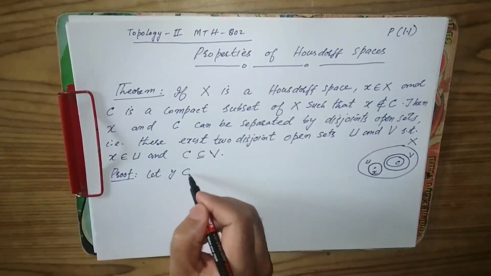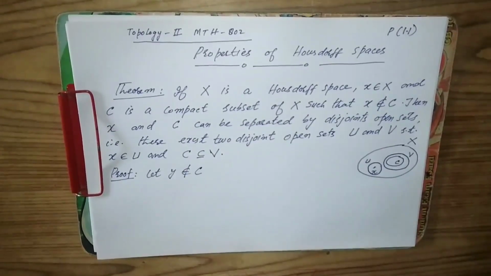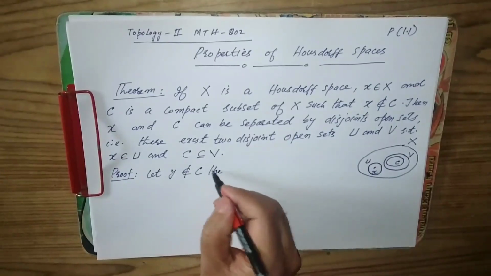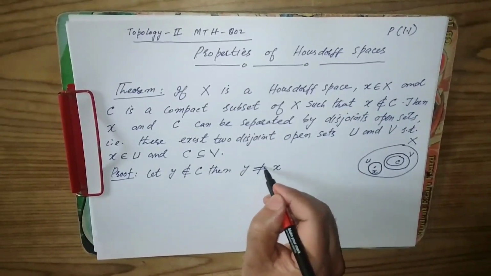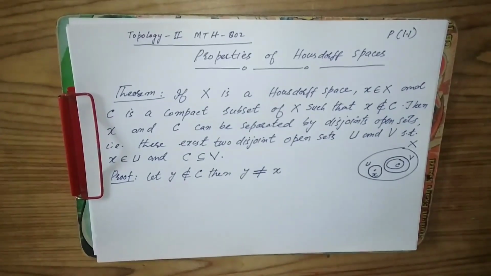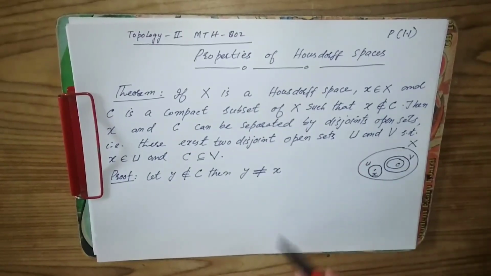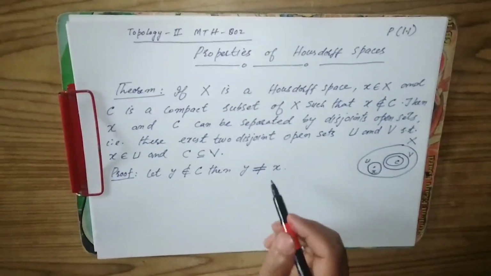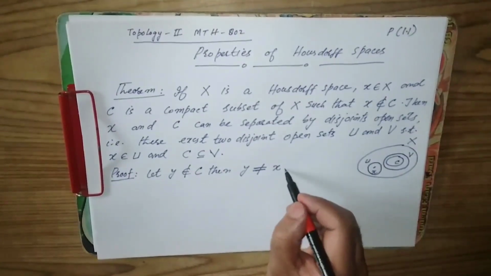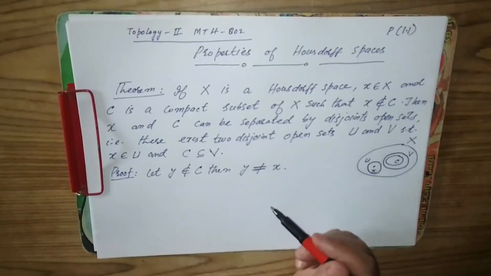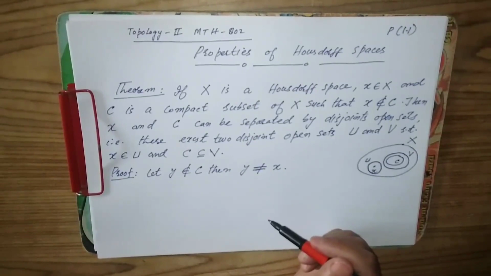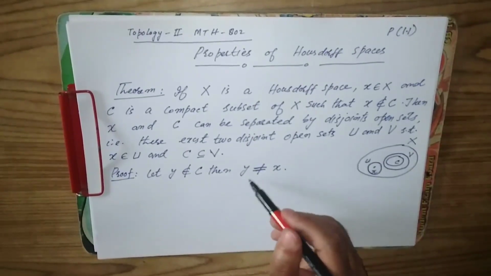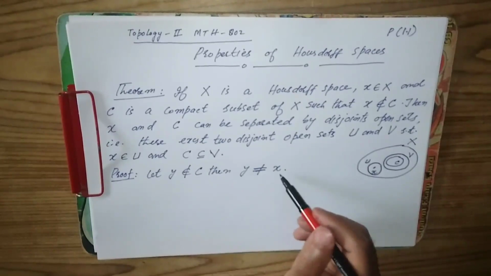Let y belong to C, be any point of C. Then y is not equal to x, because x is not in C. So that means x and y are distinct points of a Hausdorff space. Therefore, by definition, there exist two disjoint open sets, say U and V, such that U contains y and V contains x.